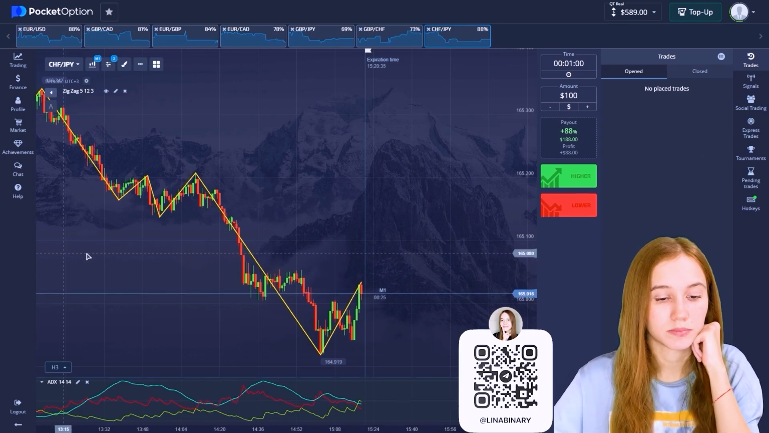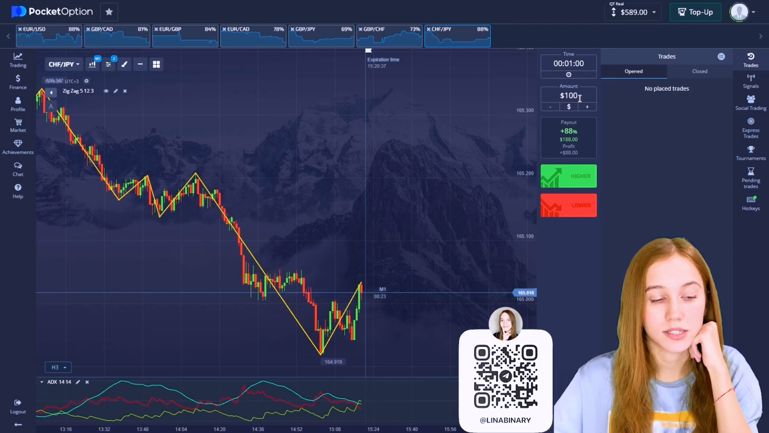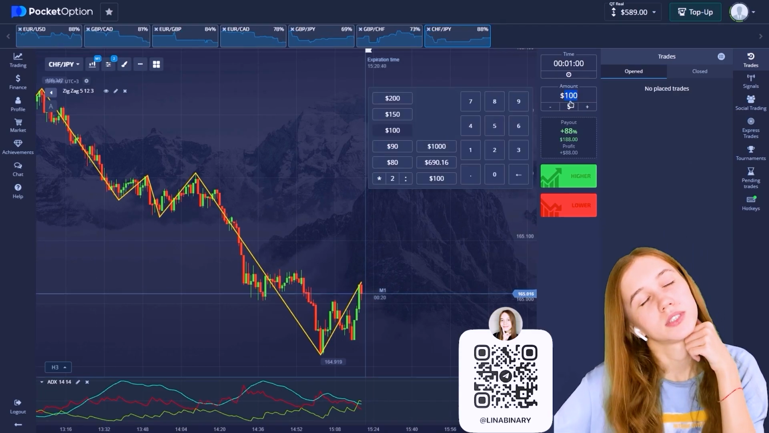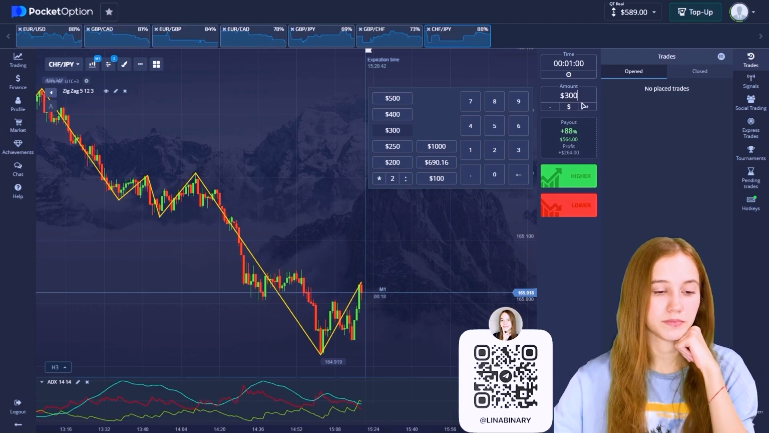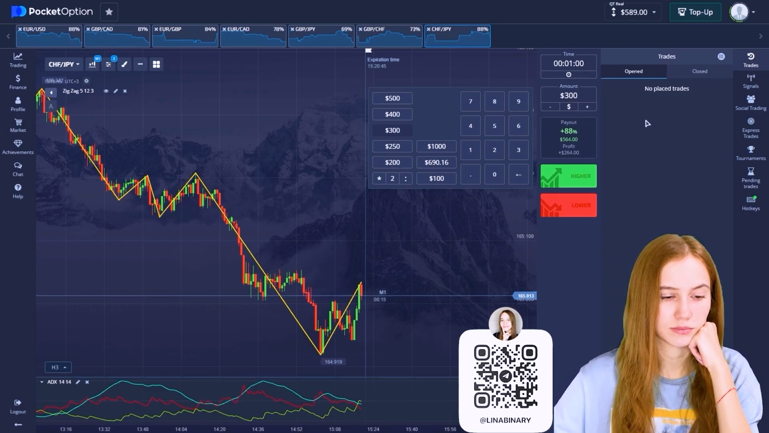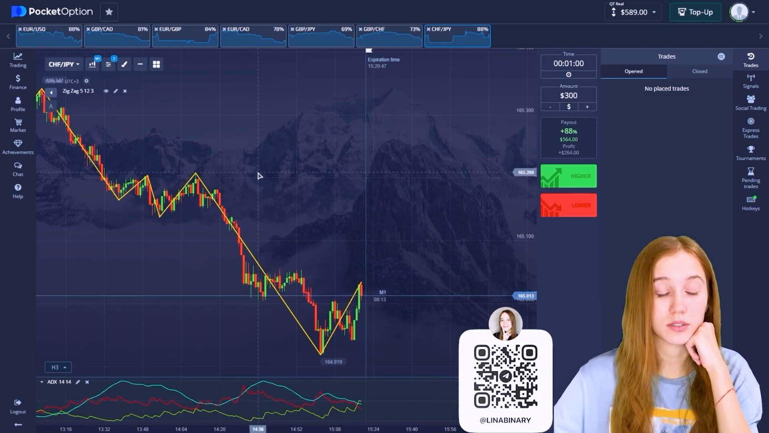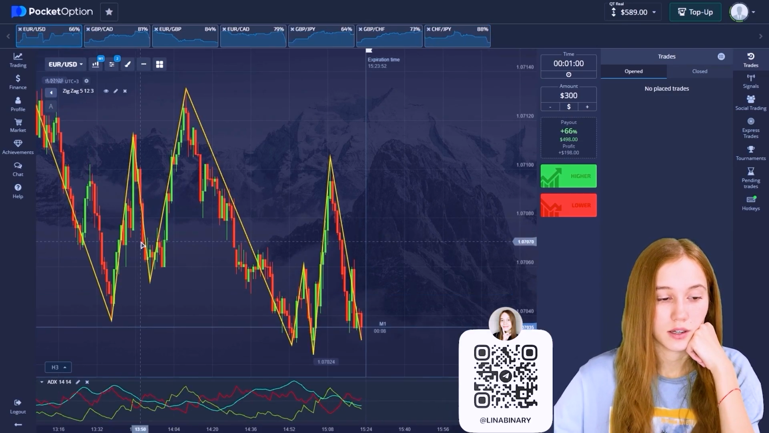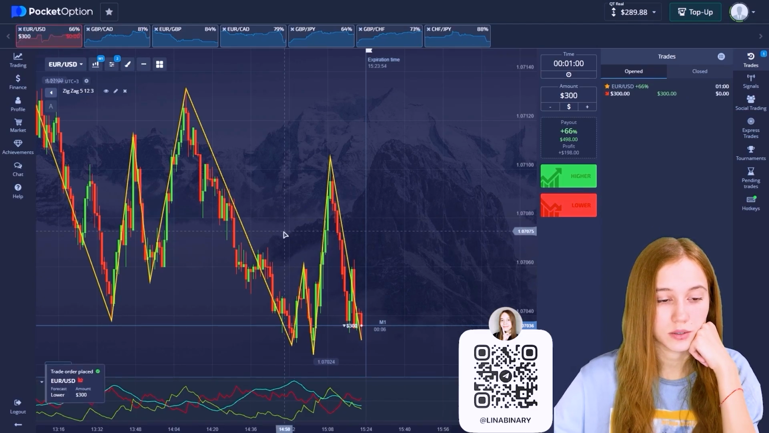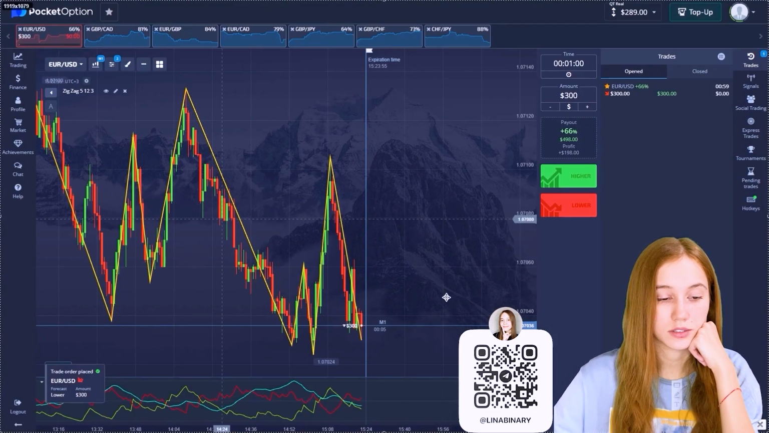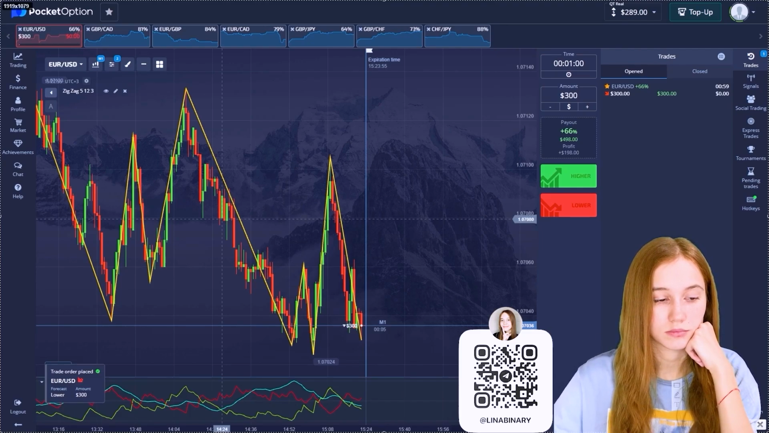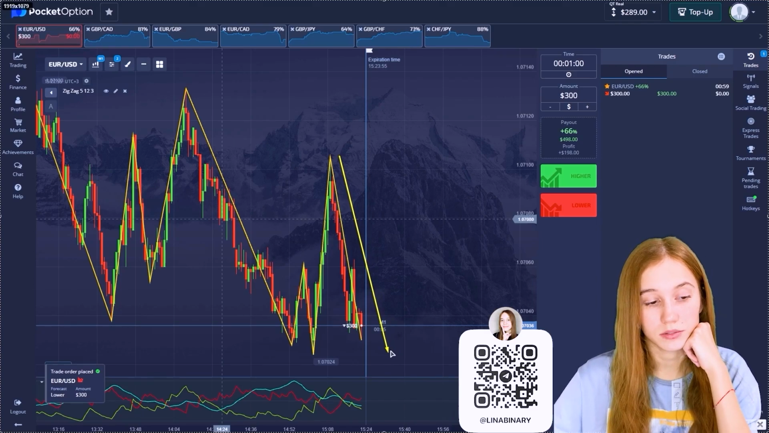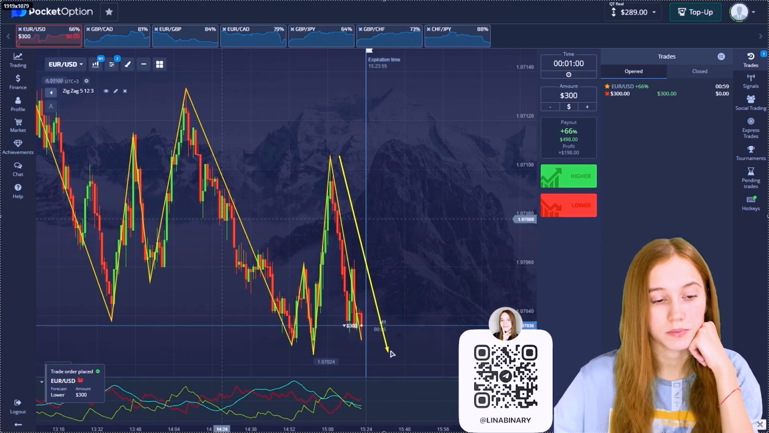So let's move on. Let's set the deal amount to $300. And let's move on to the first concept. Let's go in circles. Our first deal, so on this concept, let's open down. Chart is going down, downtrend we see.